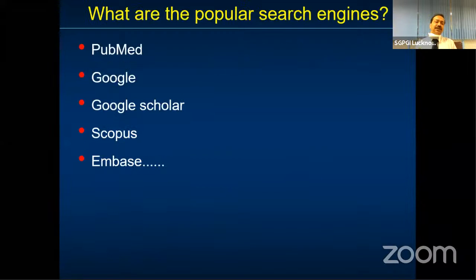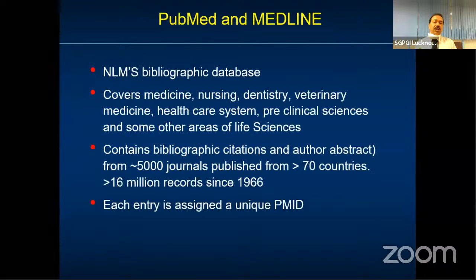Now, what are these search engines? There are a lot of search engines, but I have listed here the most popular ones, such as PubMed, Google, Google Scholar, Scopus, Embase, and so on. Some of these are free. For example, PubMed and Google Scholar are free, whereas others are paid, such as Scopus, Embase, etc. Now, all these are going to be spoken to you in detail, including the technique of how to use each search engine. So what is PubMed?